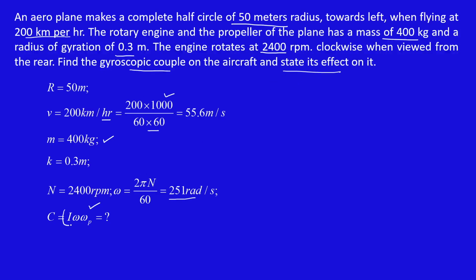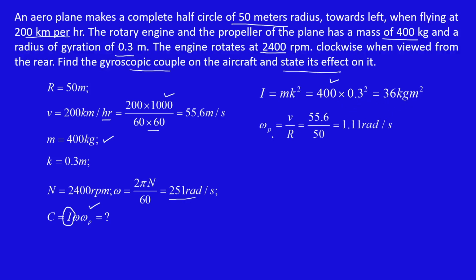We can easily find the I value using the formula of I equals to m k squared. M value known, 400 kg, k 0.3. So 400 multiplied by 0.3 squared, 36 kg meter squared. Omega p equal to v by r, here v 55.6, radius 50. You will get 1.1 radian per second.